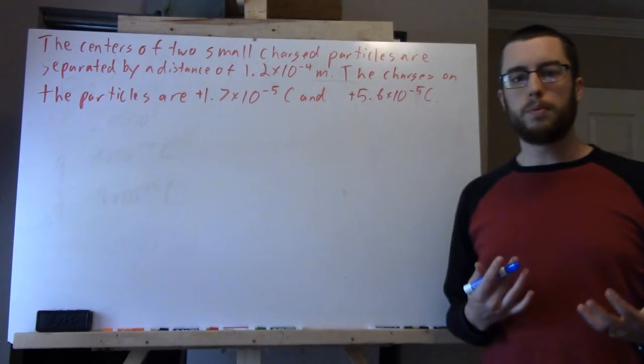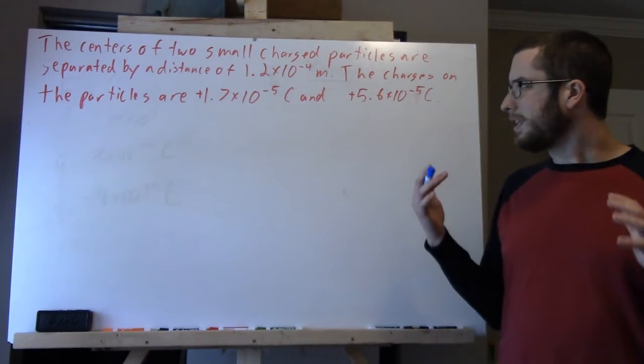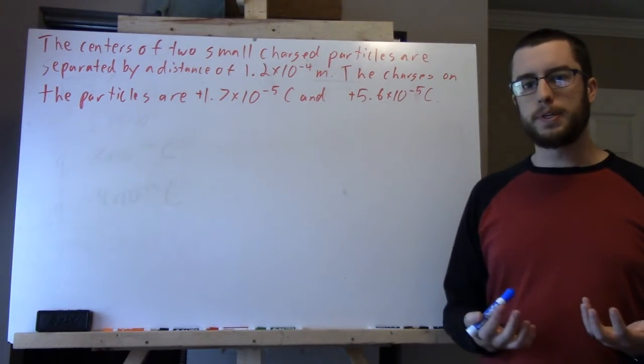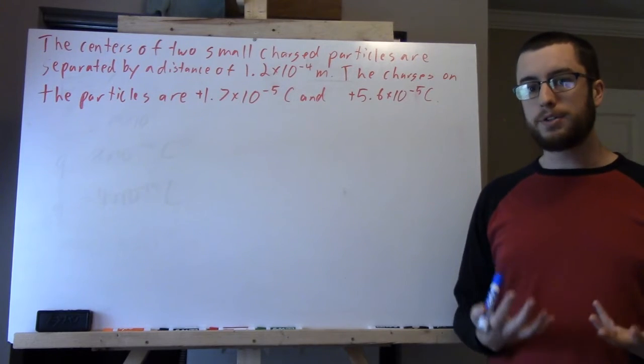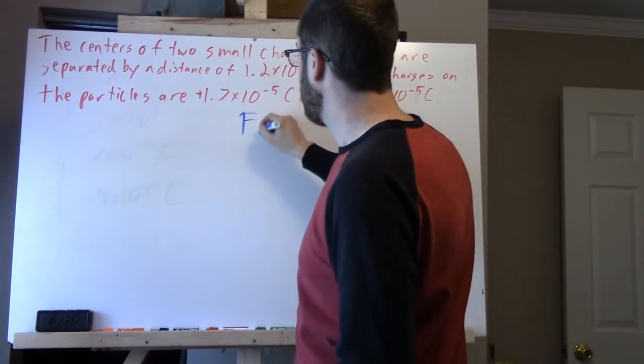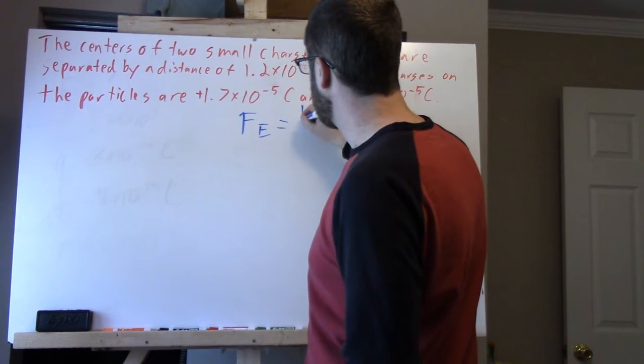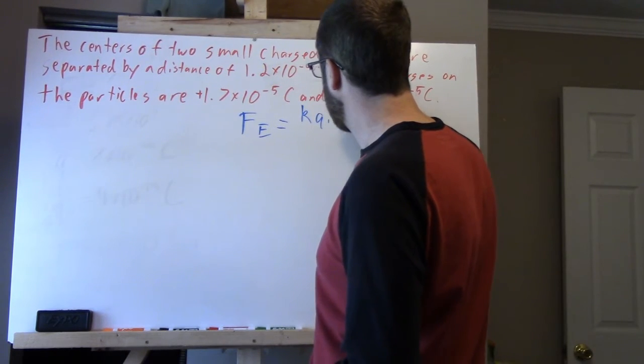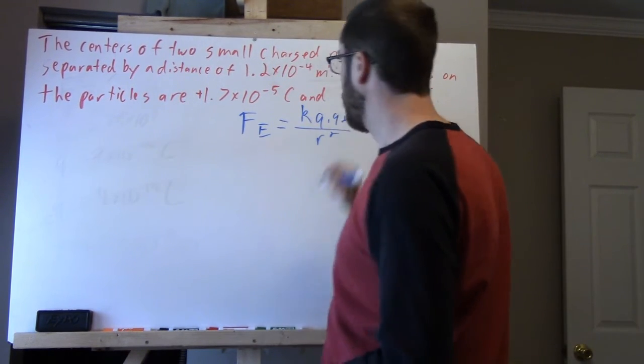Okay, so we know with a problem like this, where we've got two charges and a distance between them, and we're going to be looking for the magnitude of the force between them, that we're going to need to use our Coulomb's law equation. So Fe equals k Q1 Q2 over r squared.